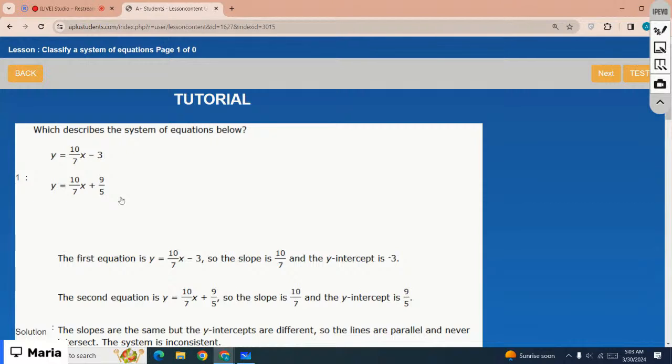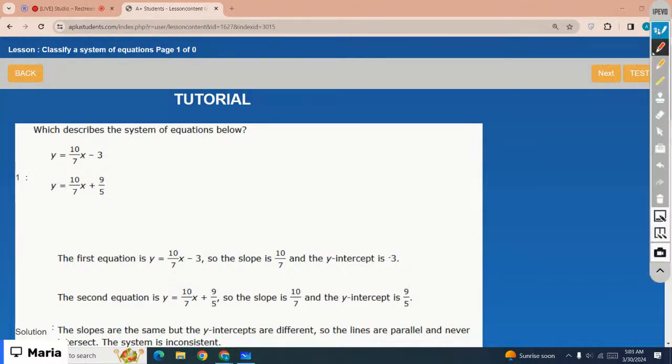So the first equation is y equals 10/7x minus 3, and the second equation is y equals 10/7x plus 9/5, right? So basically you have to compare these equations to the general form of the linear equation, that is y equals mx plus b, right? So for the first equation, m equals 10/7, that is the slope, and b equals negative 3, that is the y-intercept.